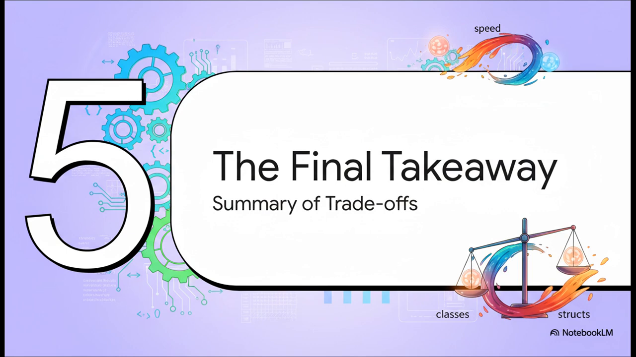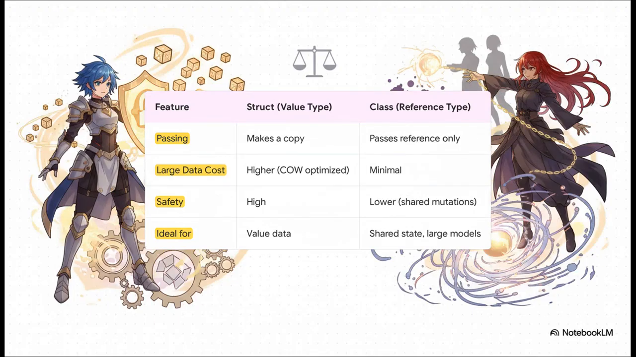All right, let's wrap this all up. Let's bring it all home and put everything side by side for one last look at these really critical trade-offs. This final scorecard really says it all, doesn't it? Structs make a copy when passed, which has a potential performance cost, but that cost is brilliantly optimized by copy on write, giving them incredibly high safety. They are your go-to for any kind of value-based data. Classes, on the other hand, only pass a lightweight reference. That's always low cost, but it comes with the risk of shared mutations, which makes them the specialized tool you use when you need to manage shared state.